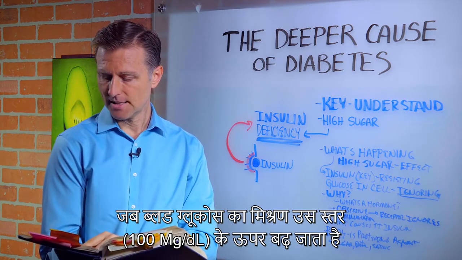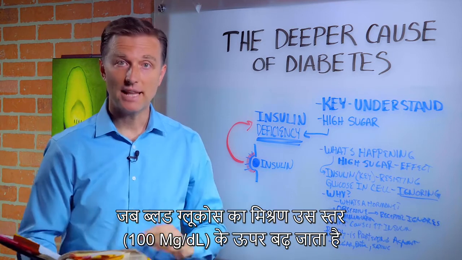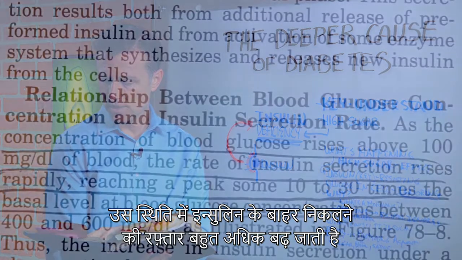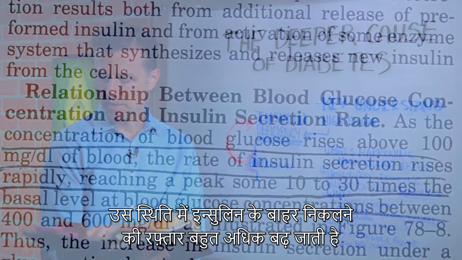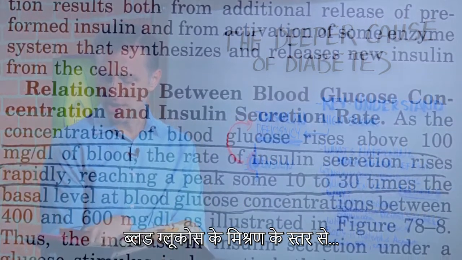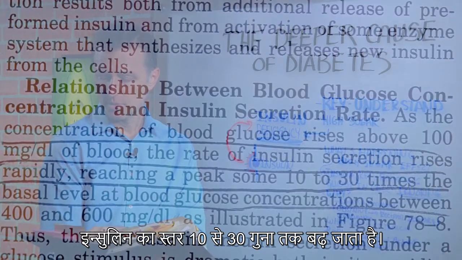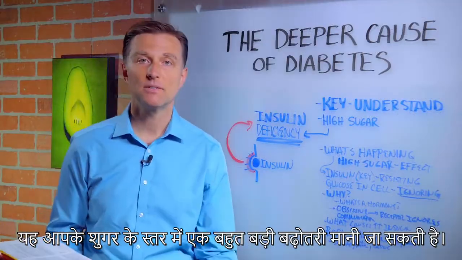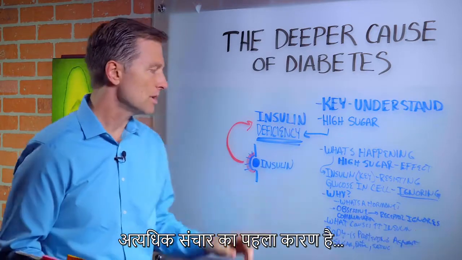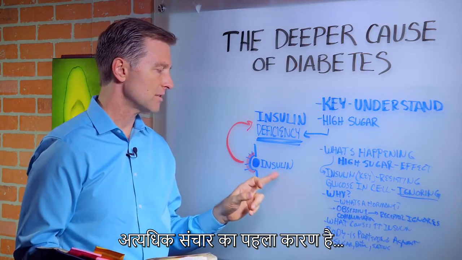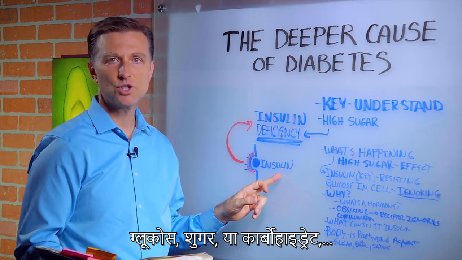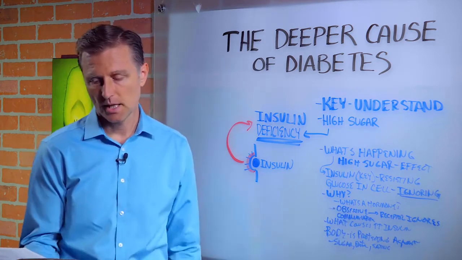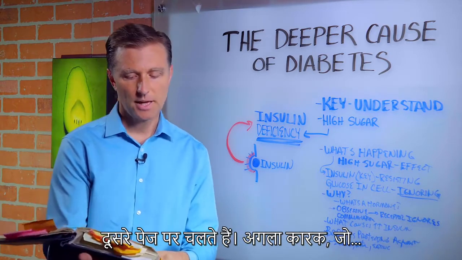It says right here, as the concentrations of blood glucose rise above that, so that's like more than 1 teaspoon, the rate of insulin secretion rises rapidly, reaching peaks some 10 to 30 times the level of blood glucose concentrations. That's a tremendous amount of spike in your sugar, okay? So number one, what will cause an obsessive communication is glucose or sugar or carbs, mainly refined carbs. Okay, that's number one. Number two, second page.